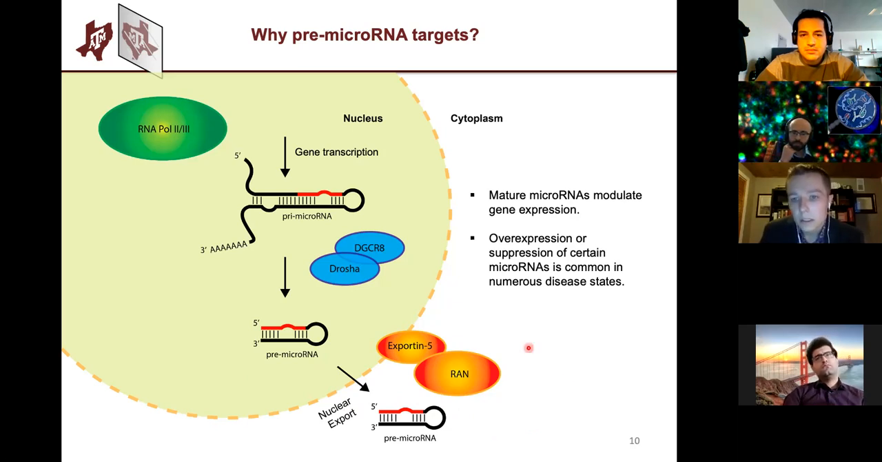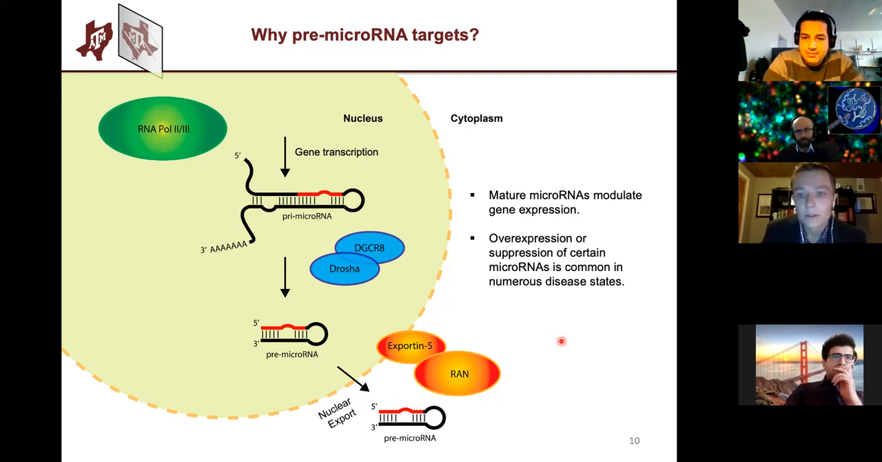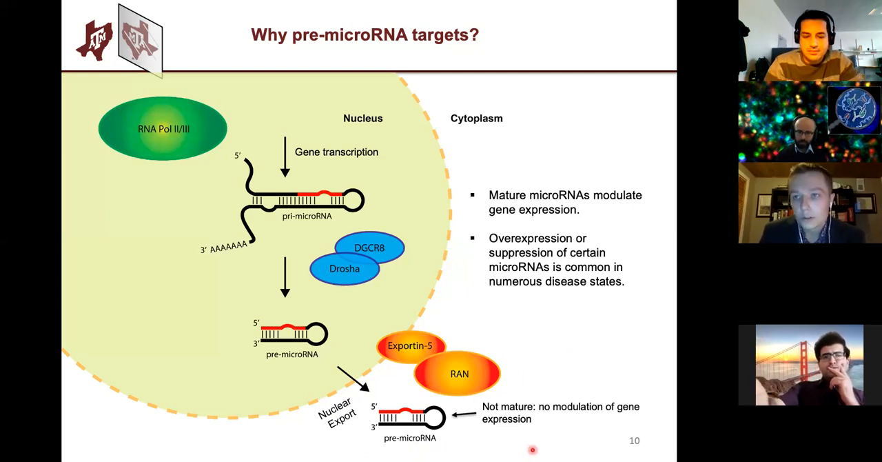And the overexpression or suppression of certain microRNAs is common in numerous disease states, ranging from cancer to just a lot. Specifically, a lot of different cancers, I think, is really the main issue there. So what we try to target are these precursor microRNAs, which are not mature yet, and they don't modulate gene expression. Also, because they're still a hairpin, they have enough structure for an aptamer to bind through these tertiary interactions and have that lock and key mode of binding.